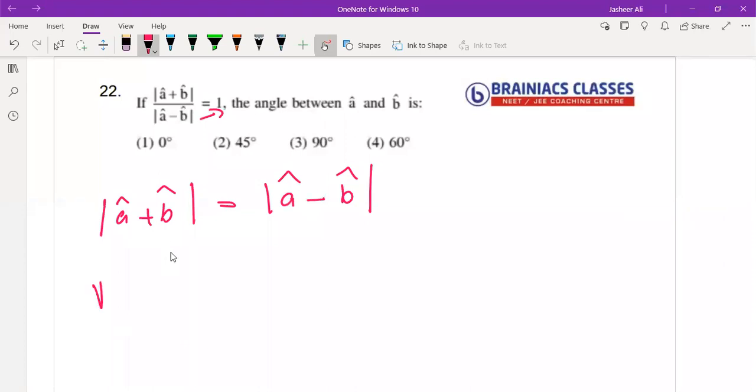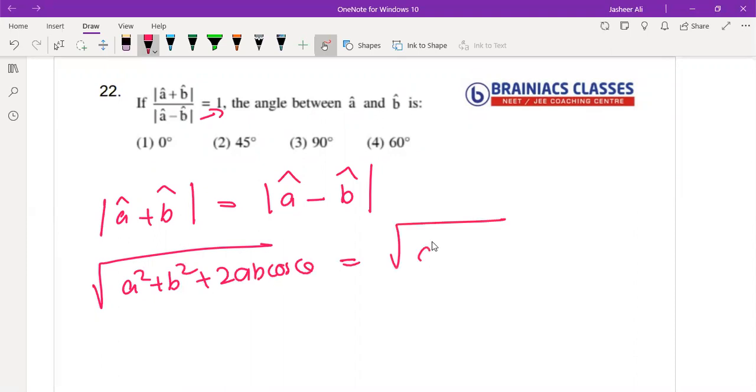How will we find the magnitude of a vector? Magnitude means root of. Okay, there are two vectors. So the first vector comes as root of a square plus b square plus 2ab cos theta. On this side, what will you get? a minus b. So a square plus b square minus 2ab cos theta. Understood? On the left side it is magnitude of a plus b, which means root of a square plus b square plus 2ab cos theta. On the other side it is just opposite, a minus b format, root of a square plus b square minus 2ab cos theta.